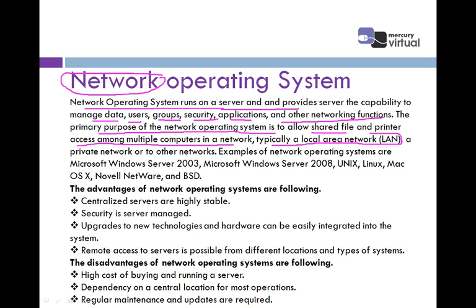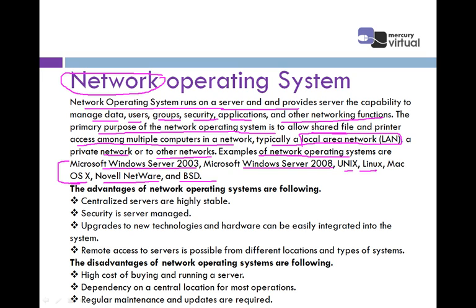Typically a local area network, that is your LAN. LAN is basically used in only one building, within a local, limited area. It is a private network. Examples of network operating systems include Windows Server 2003, 2008, Unix, Linux, OS X, Novell NetWare, and BSD. So these are the best examples of the network operating system. Clear? So this is an important operating system which we use on a day-to-day basis.